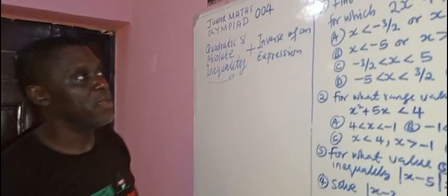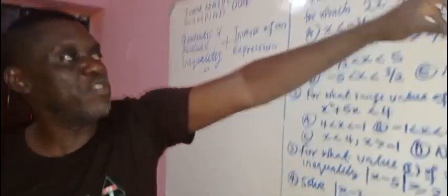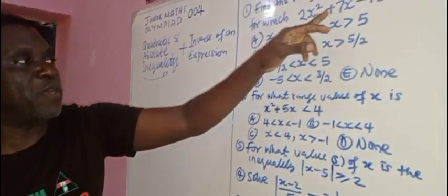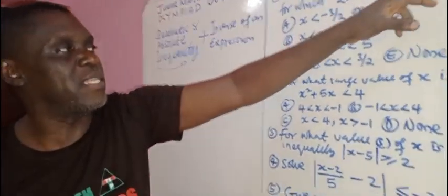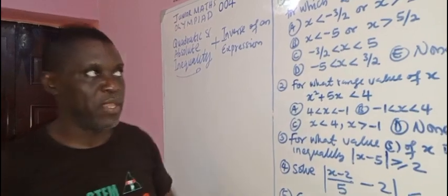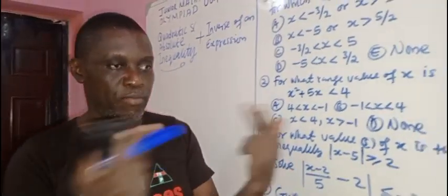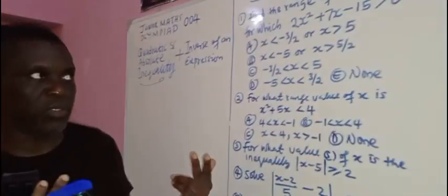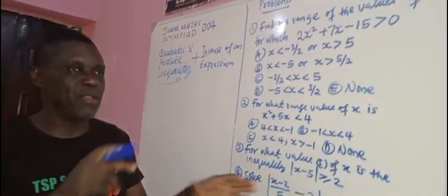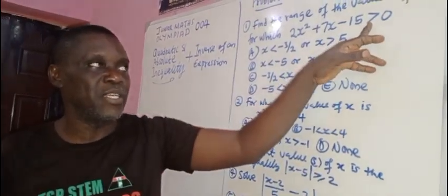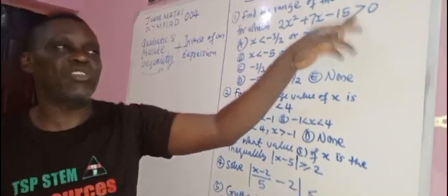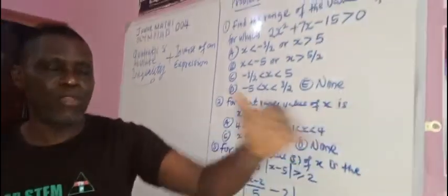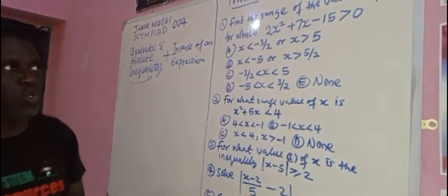Number one, find the range of the values of x for which 2x squared plus 7x minus 15 is greater than 0. You see, for an inequality that is quadratic, there are two roots, two solutions. And because it has two solutions, you are not very sure. So once it is greater than, you try it for when it is greater than, and you also try it for when it is less than. Then you compare the two sets of results to know what the range of the values of x is. So let's move on.